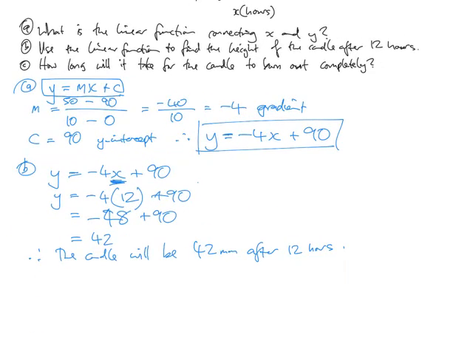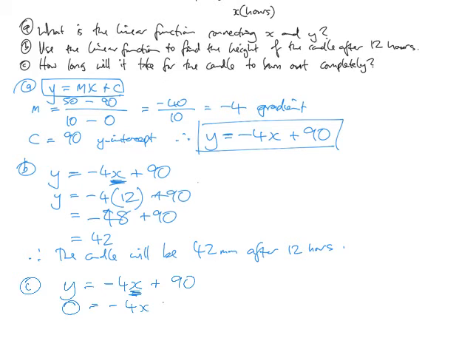Alright, and C, how long will it take for the candle to burn out completely? So a fully burned out candle, we're assuming, is a height of 0. We know the linear relationship is this, y is equal to negative 4x plus 90. So now we're trying to work out what x is. But we know what the y is that we're talking about, because it's a burnt out candle. So y is going to be 0 here.